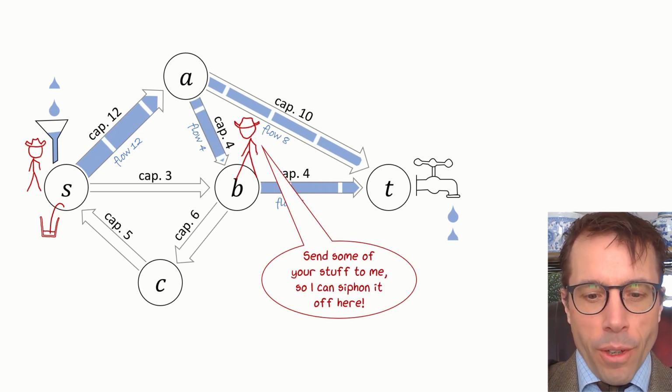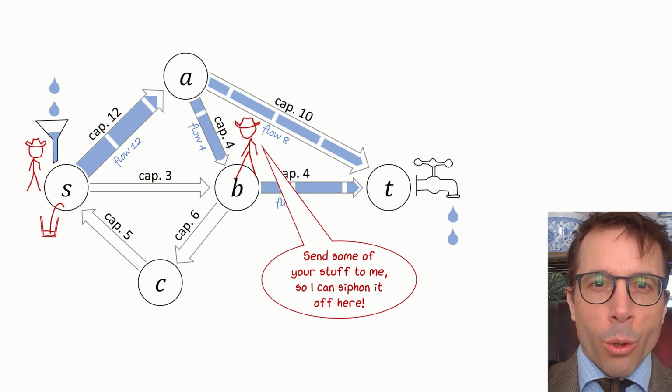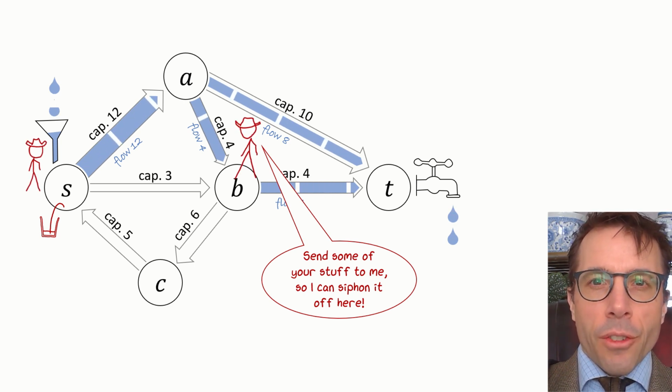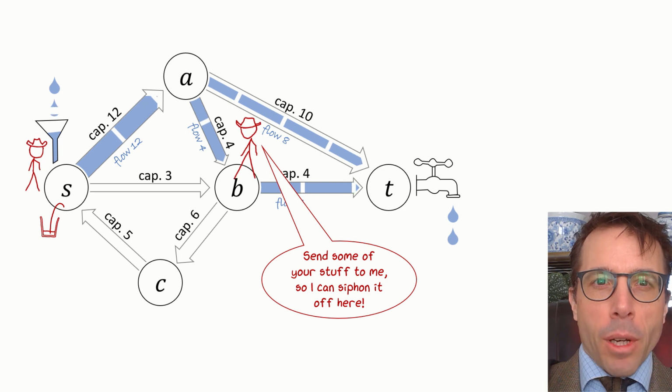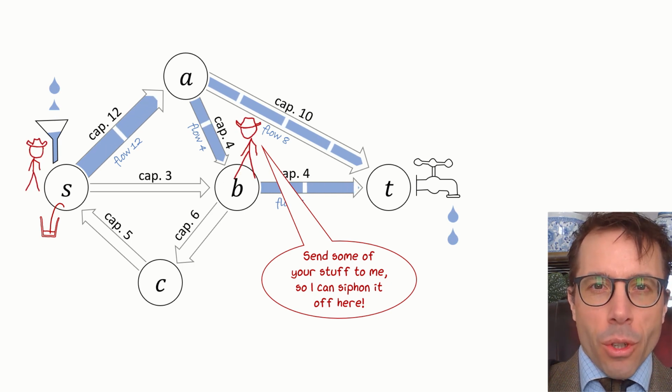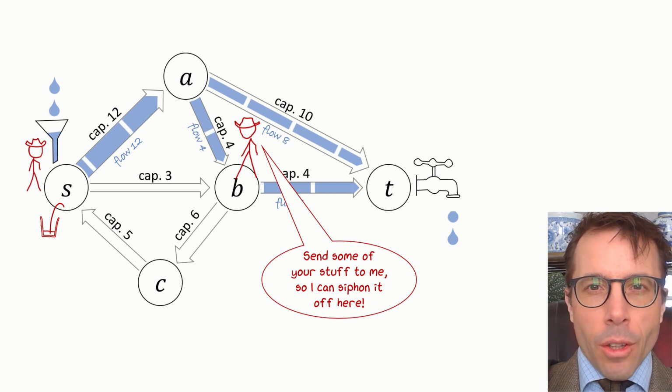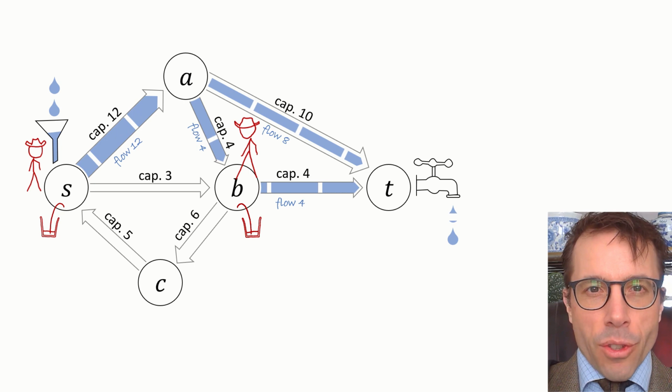Okay, so now there's a fellow bandit at vertex B who calls out to the first bandit, "Hey, send some of your excess down the SB pipe to me so that I can have some too." The S bandit adjusts the valves at S, the B bandit adjusts the valves at B, and is thus able to siphon off some of the oil.